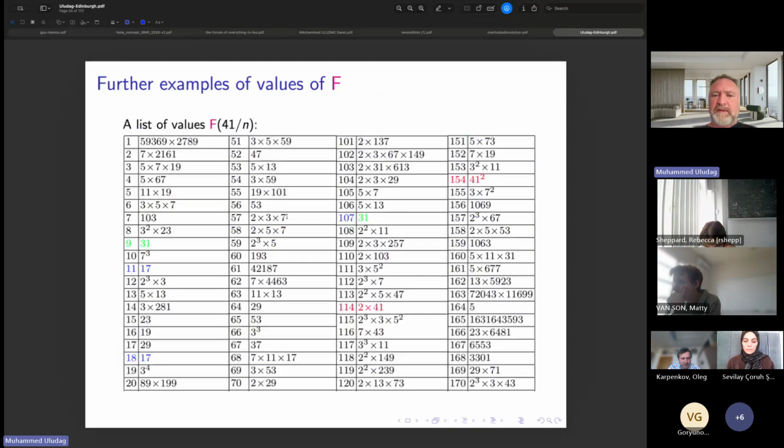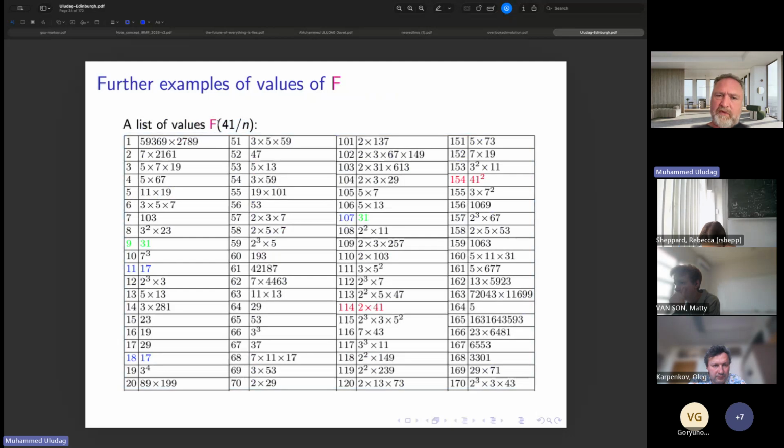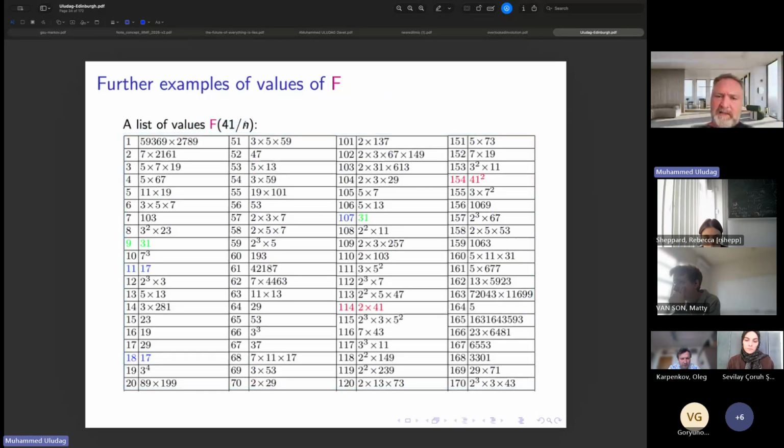And here we have a list of codenominator values of numbers of the form 41 over n, where 41 is a randomly chosen prime number. For example, here we see that the codenominator of 41 over 51 is 3 times 5 times 59.